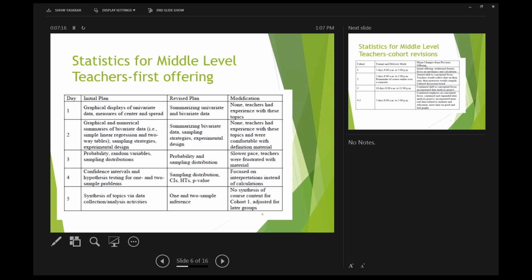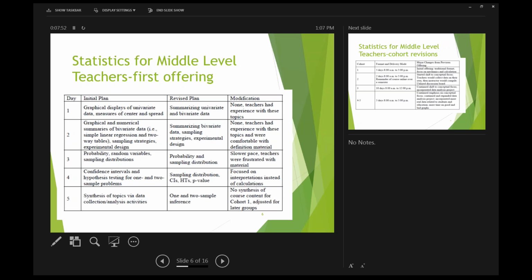So part of the Math in the Middle program, the teachers all had TI-84s, so we relied very heavily on the calculator and then just talked about the interpretation of the output from the calculator. We were not able to really synthesize the topics like we wanted on day 5. Instead, we ended up doing 1 and 2 sample inference. This was in Cohort 1. We adjusted this for later groups because we thought it was so important that we actually get to synthesize and do more data analysis.